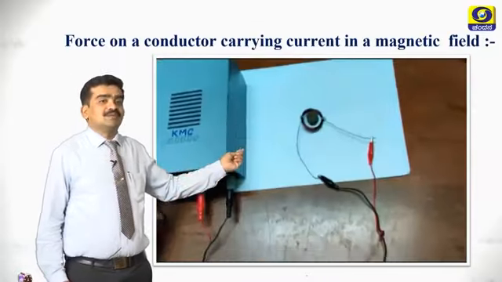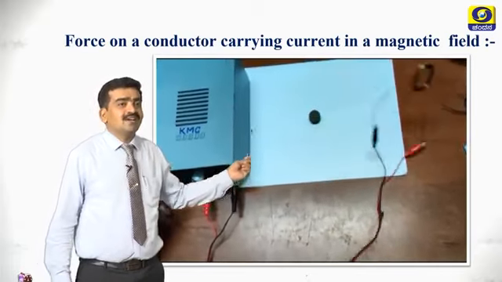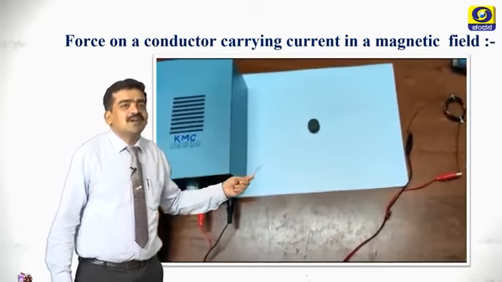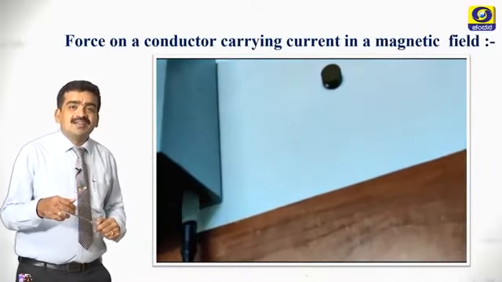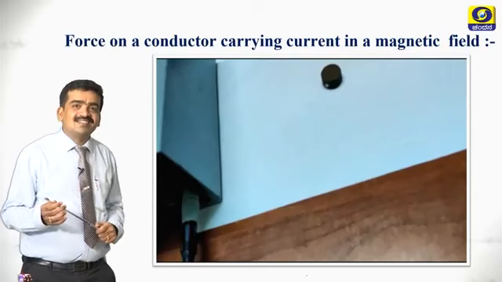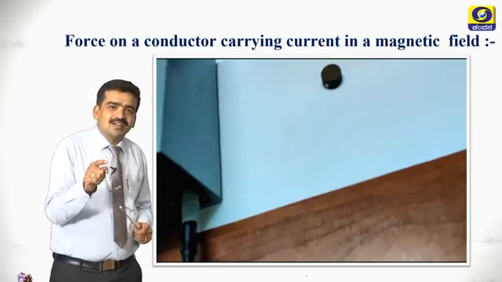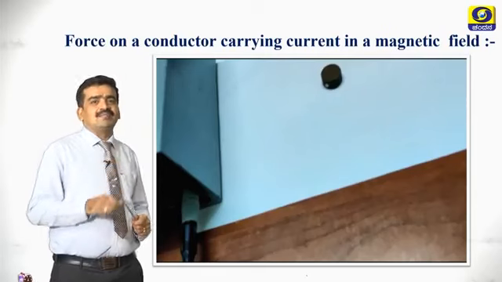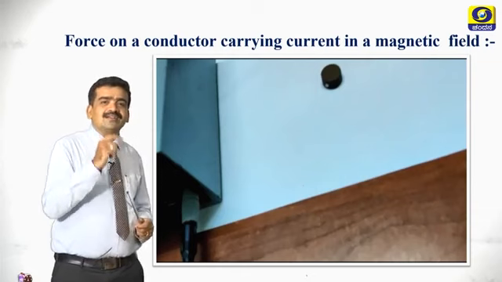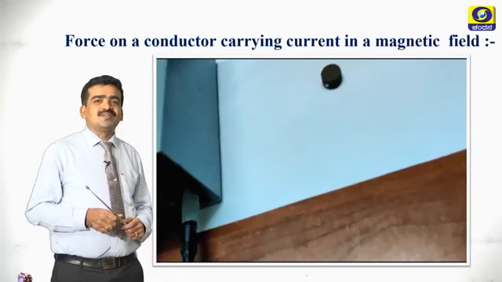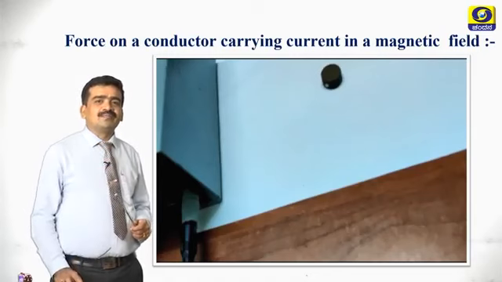See, it jumps out, it displaces. Why does it displace? Due to the presence of mechanical force there. So this is how a current carrying conductor, when placed in a magnetic field, experiences mechanical force. This relationship is going to be explained by Fleming with his left hand rule.